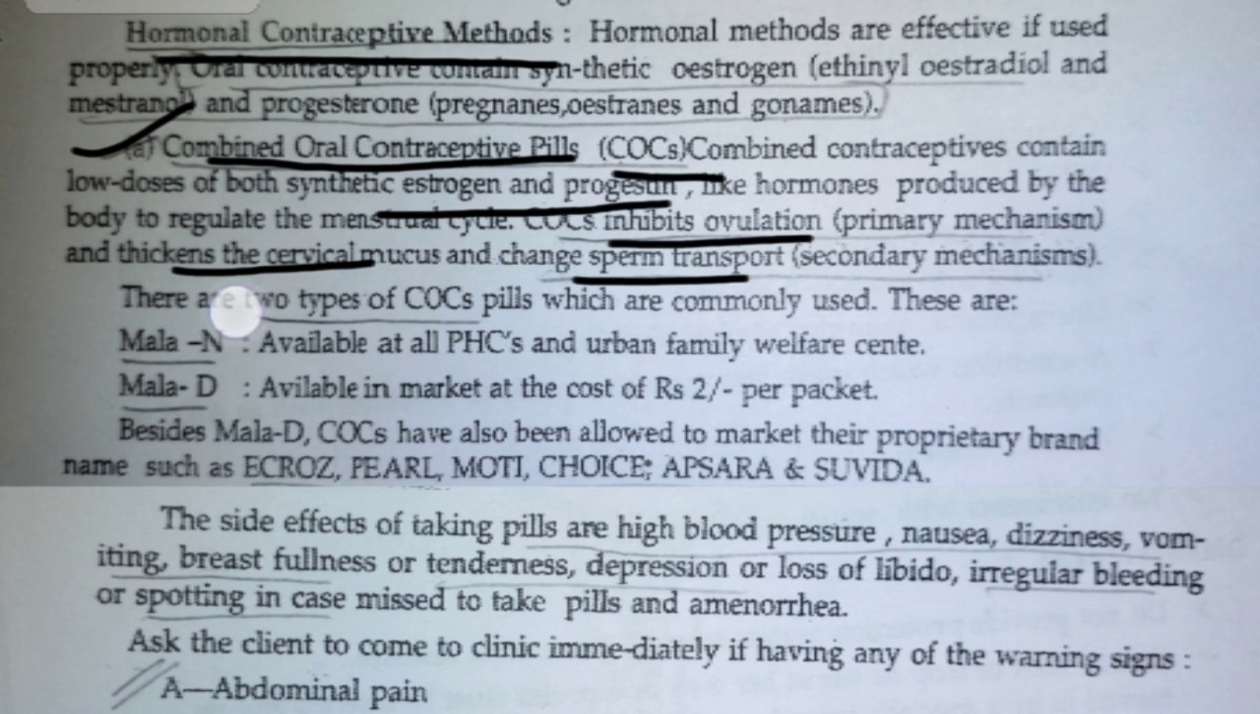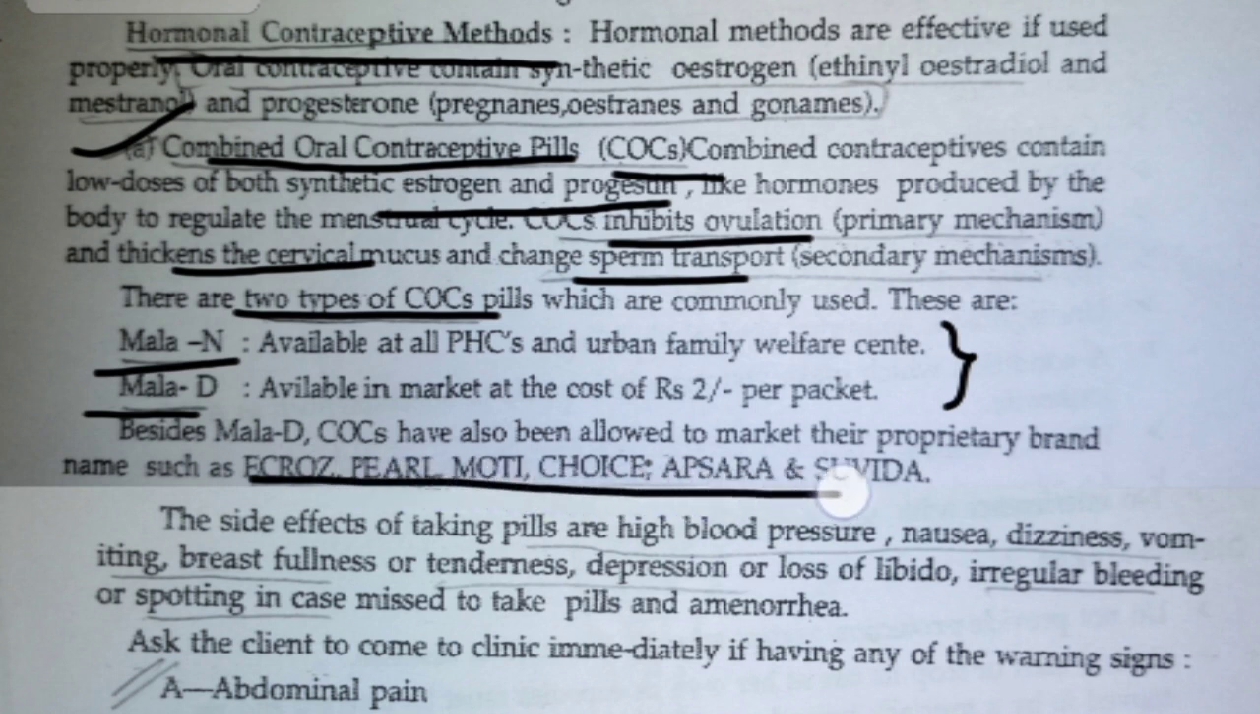And then there are two types of COC pills. One is Malayan and the other is Maladi. These are popularly used COC pills. These are available in community camps, family welfare centers and other centers. Apart from these two, we now have several other products in the COC types.